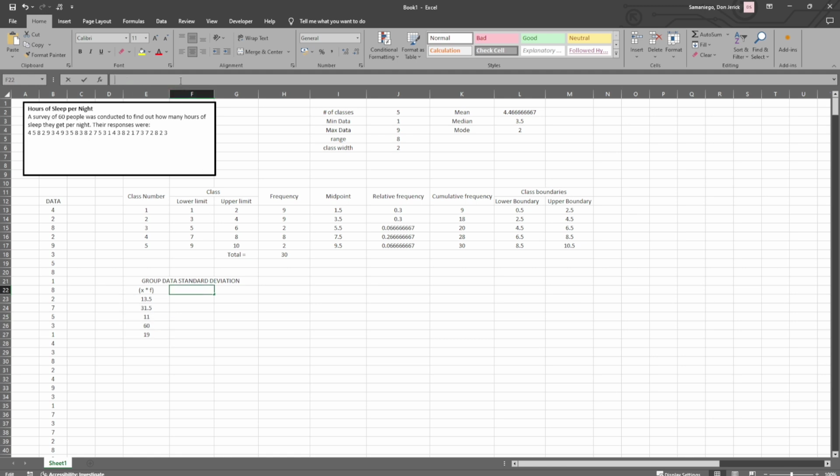Then we can get the X minus X bar. X minus X bar is equal to the midpoint minus the mean, then F4, then spread.